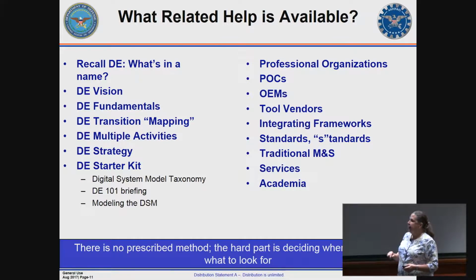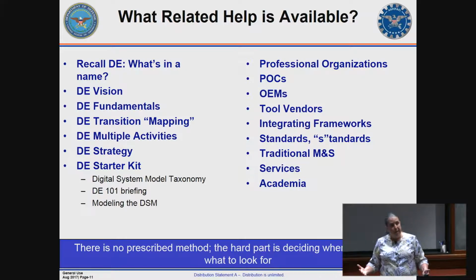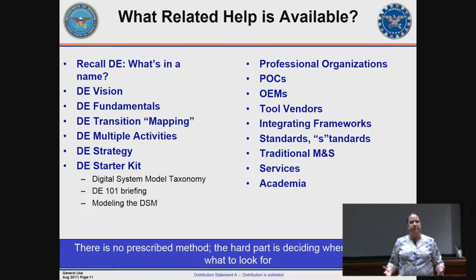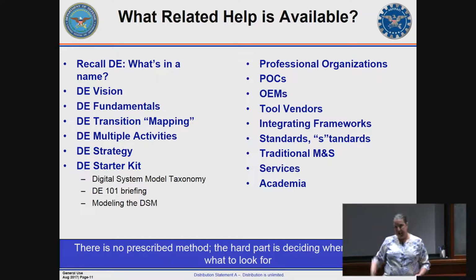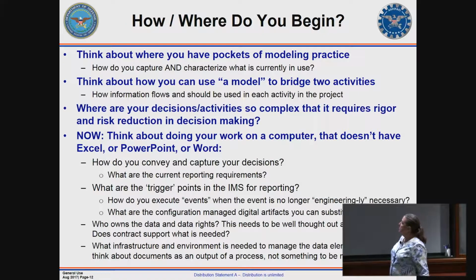We have integrating frameworks. We have both formal and informal standards. We have the traditional M&S community, which should not be dismissed by any means. They have a tremendous amount to bring forward to this and things that we can build on. And then the services and yourselves, academia. So where do you begin?